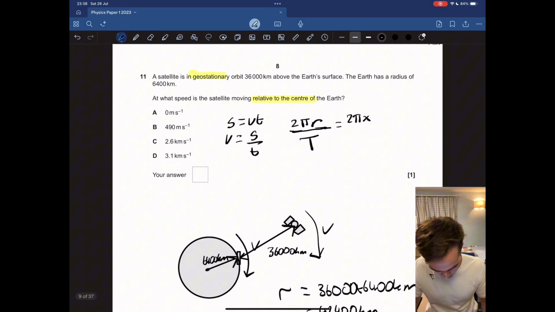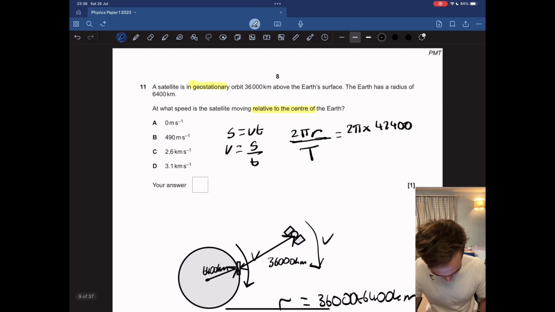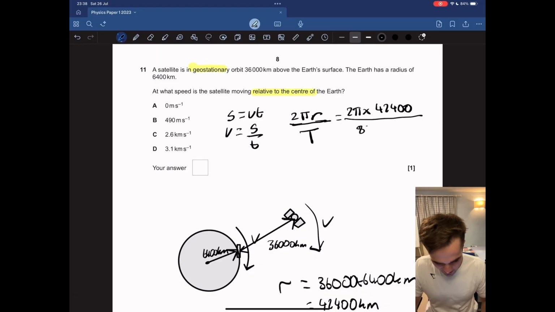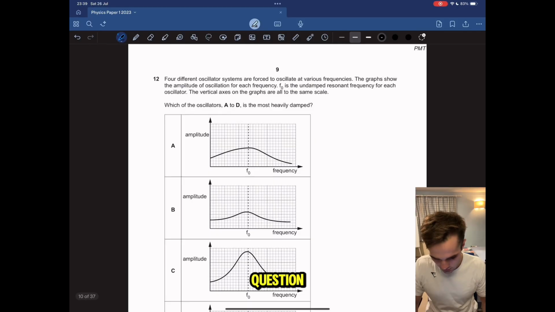The answer's in kilometres, so we don't need to convert that. And then a day is 86,400 seconds. I just remember that for some reason. 2 pi times 42,400 divided by 86,400 is 3.08, which is D.